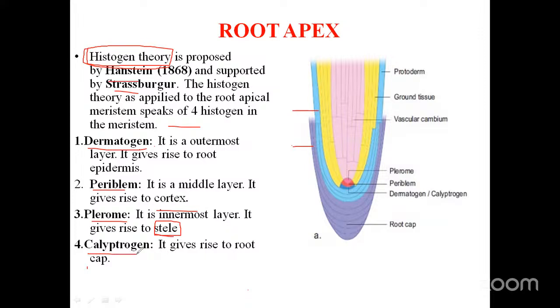The fourth extra one, the protective layer, that is the calyptrogen. It forms the root cap. In shoot, there is no cap, but in root, to penetrate into the soil, they need a strong cap. That is made up of the root cap. So this is about histogen theory of root apex. Root apex theories. Next one, mantle core, and corpus kappe.